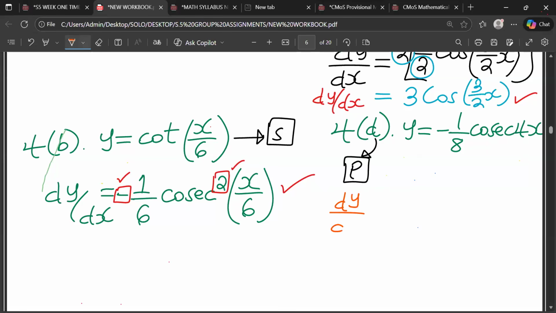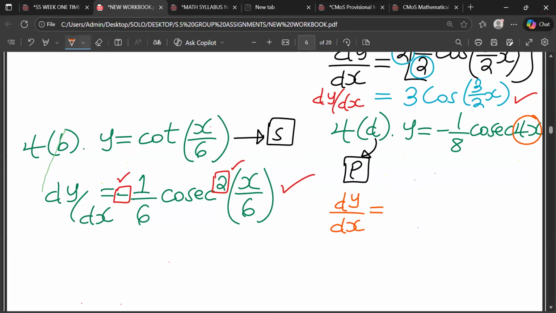It's not hard. Differentiating this: y equals negative one-eighth cosec 4x. What should I do? Differentiate. First of all, to use the shortcut, we are going to differentiate the angle, which is 4x, and we shall have 4. Then we shall multiply it with the, and we shall bring negative 1 over 8 times 4 first.